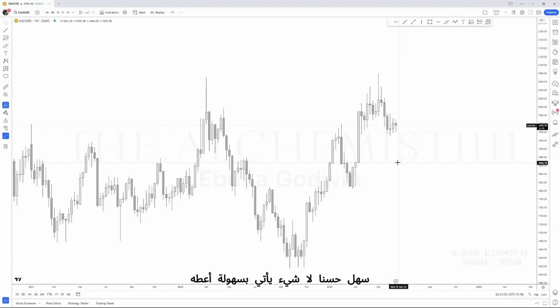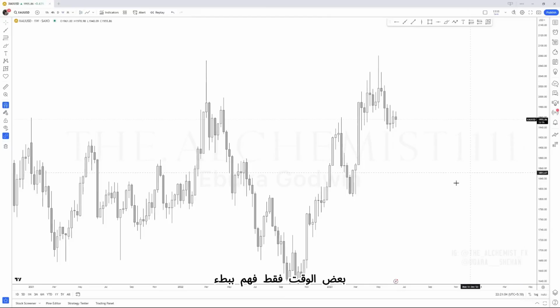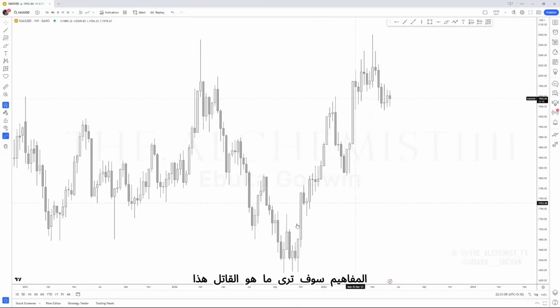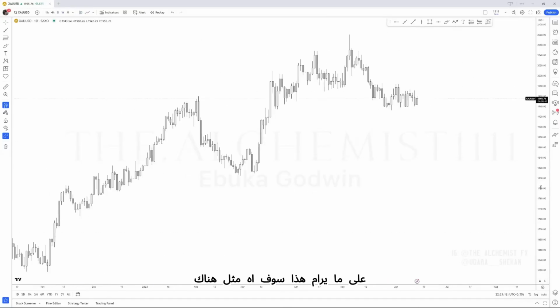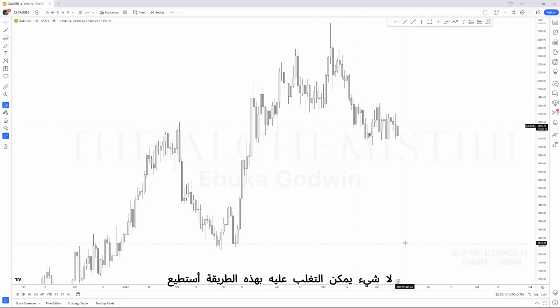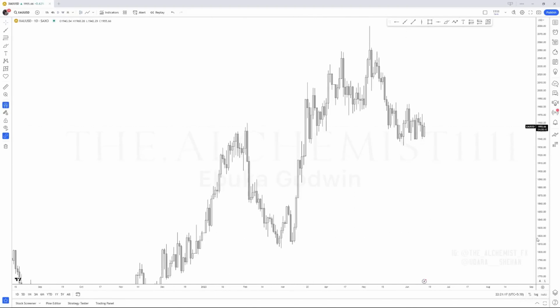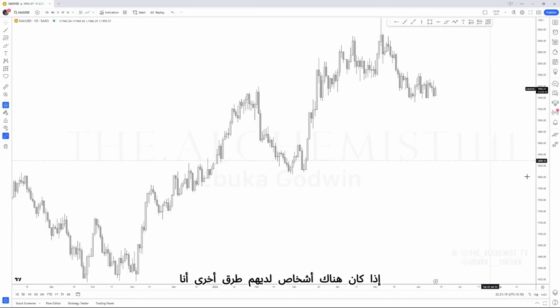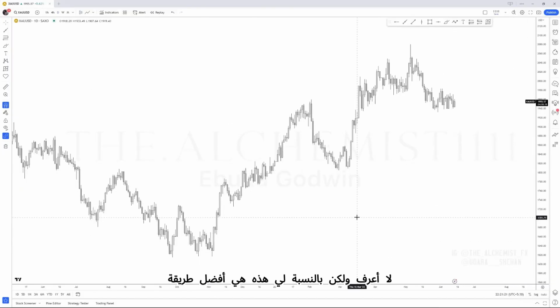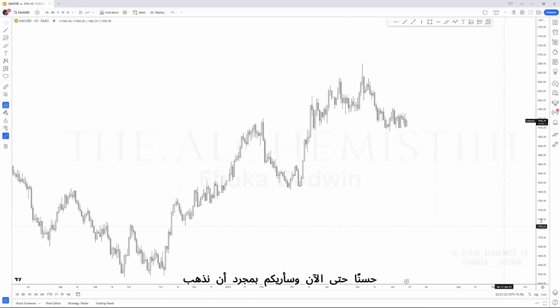Nothing comes easy. Give it some time. Slowly understand the concepts, and once you understand them, you will see what a killer this is. There's nothing that can beat this way, I can guarantee you that. I don't know if there are people who have other ways, but for me, this is the best way so far. And I'll show you once we go into obstacles.